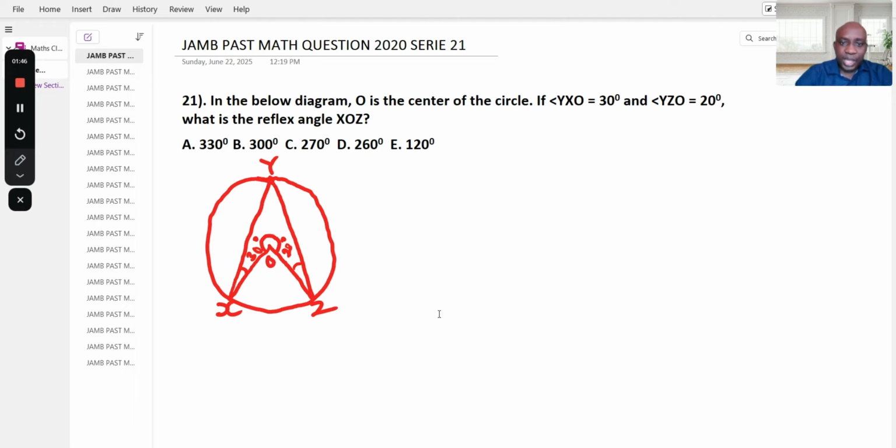In the below diagram, O is the center of the circle. If angle YXO equals 30 degrees and angle YZO equals 20 degrees, what is the reflex angle XOZ? This angle is what the question says we should look for here.